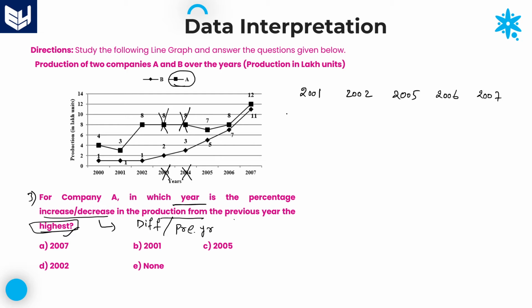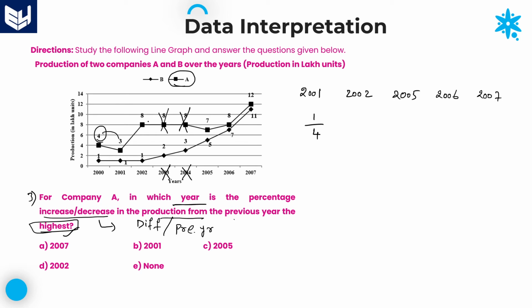First 2001. In 2001, compared with the previous year, the difference is 1, divided by the previous year value, which is 4. So 1 by 4. I don't want to multiply by 100. Why? Because multiplying by 100 is common to every value, so there is no need to do it when you are comparing the values. But if you want to calculate the exact percentage increment, in that case you need to multiply by 100.